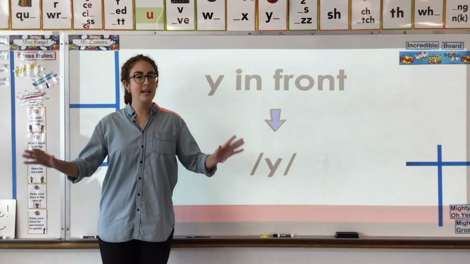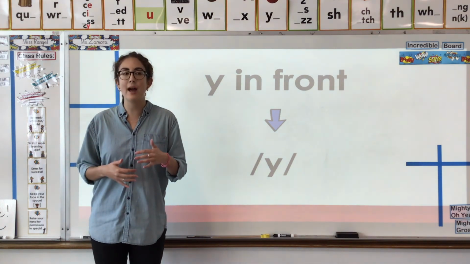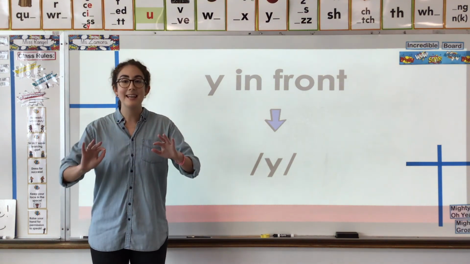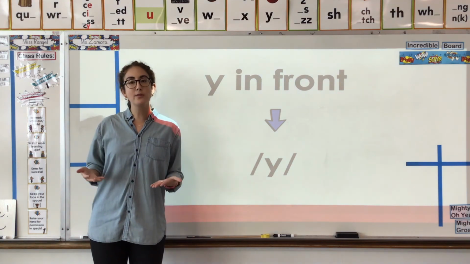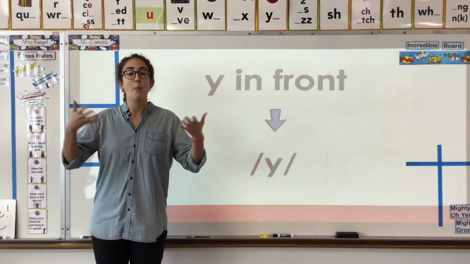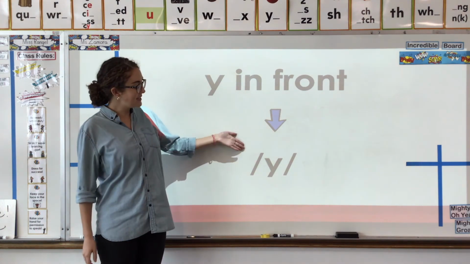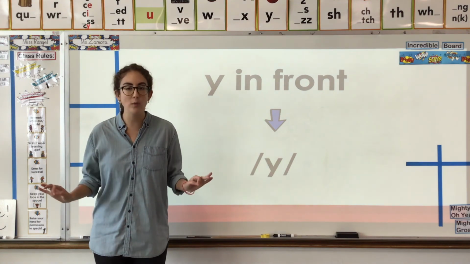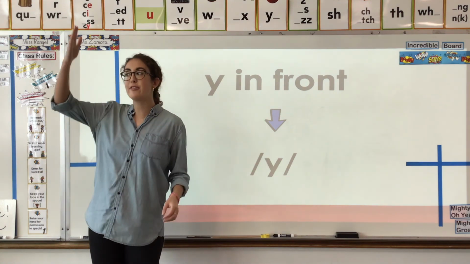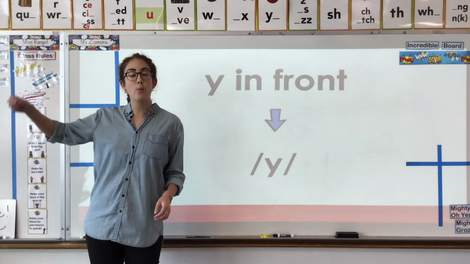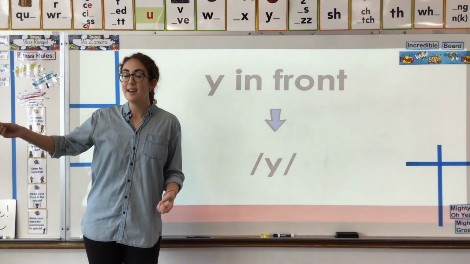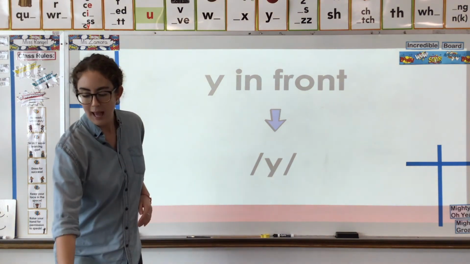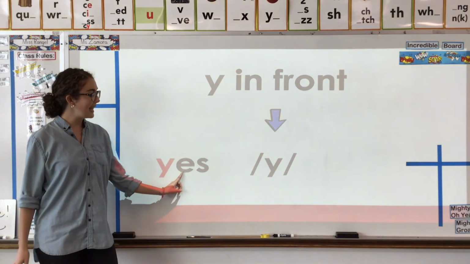Y. We're not saying "yuh." You're not going to add that extra sound. All you're saying is Y. That's it. We have learned that Y says Y when we learned the alphabet. This is the sound that most of us know Y makes. But in fact, Y only makes the Y sound at the beginning of a word. If a Y is at the beginning of the word, that's the only time it's going to make the Y sound. Like in the word, yes.